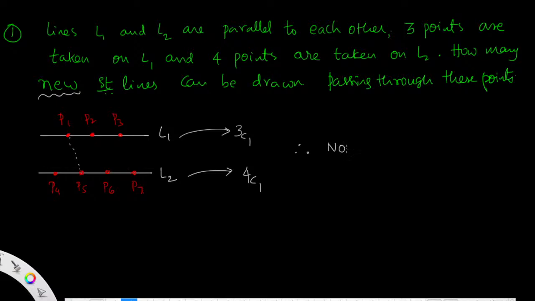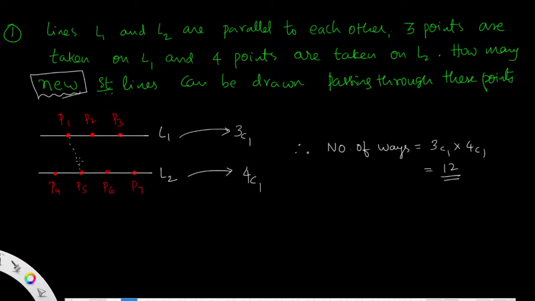Therefore the number of ways, that is, new lines to be drawn passing through these points, is 3C1 into 4C1, that is obviously 12. A very basic question, but it looks so lengthy. In the question, what is asked is a new straight line, that should be possible.